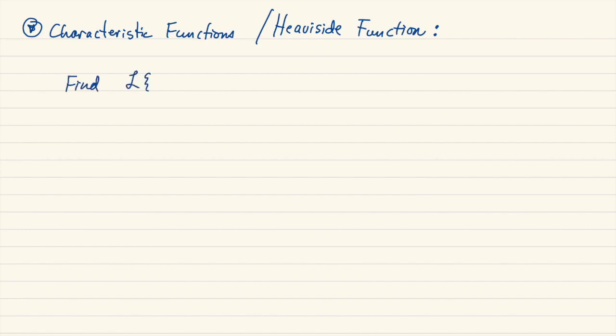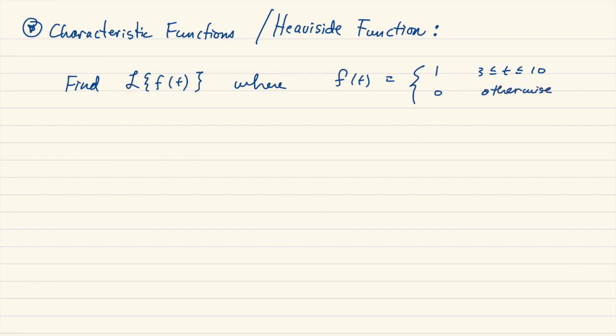I want to find the Laplace transform of the function f, where f is a piecewise function that's going to be 1 if, say, t is between 3 and, let's say, 10, and 0 otherwise. There's nothing special about 3 and 10, by the way. This works for any values a and b. Since we're talking about the Laplace transform, I'm going to assume that those a and b are positive. All right, so let's get to work.